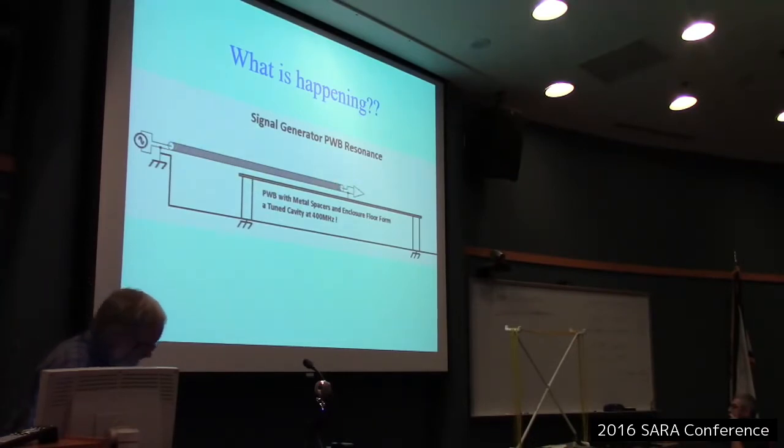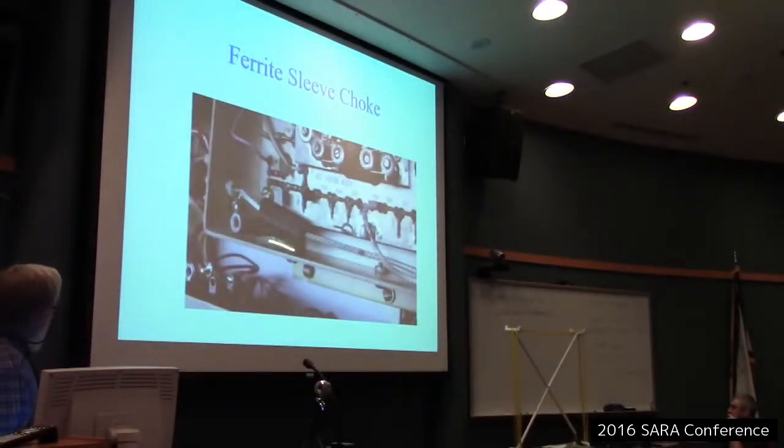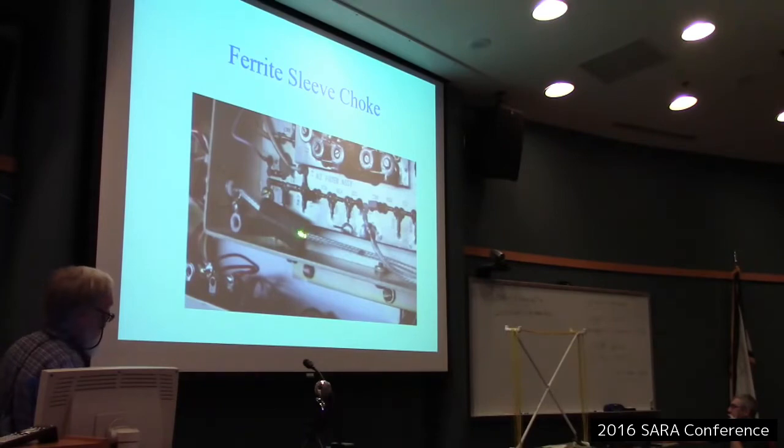And the cure that made the problem go totally away was a chunk of ferrite. I unsoldered the cable there, shoved this chunk of ferrite over the cable, and put everything back together. And you could tune the generator from 400 to 500 megahertz, and the output didn't change at all. So it was all the resonance combined with this cable managing to couple into that resonant cavity formed underneath there. So, you can see some odd stuff when it comes to ground.